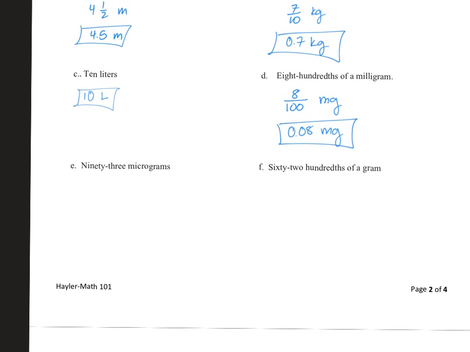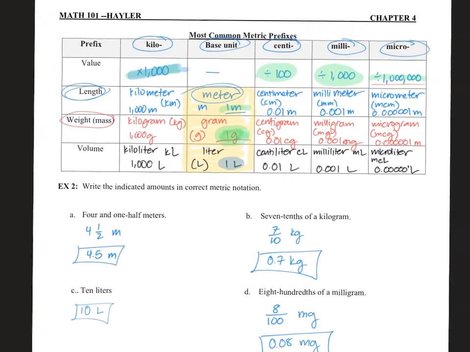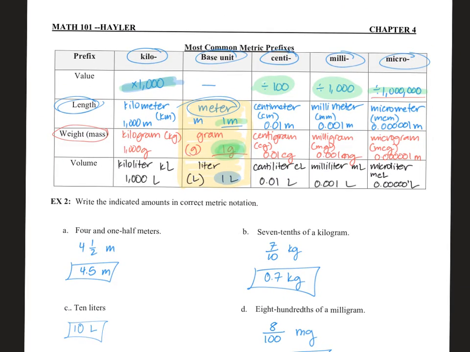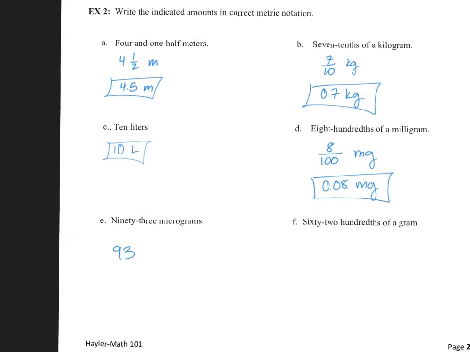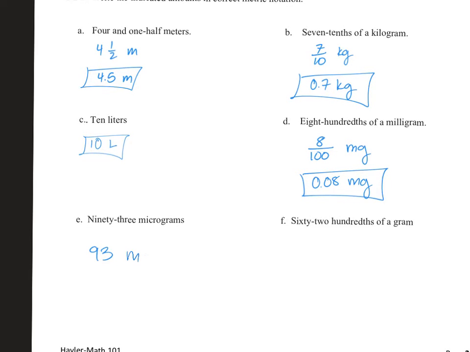Then 93 micrograms. Well, 93 is not bad. I can just write 93. But what is the abbreviation for micrograms? Let's try find micrograms. Here's micrograms. Oops, let me use my highlighter. Still figuring this one out. Micrograms. Right here. What is the abbreviation for micrograms? It's mcg. Okay. So 93 micrograms. mcg. And there we go, we are done.